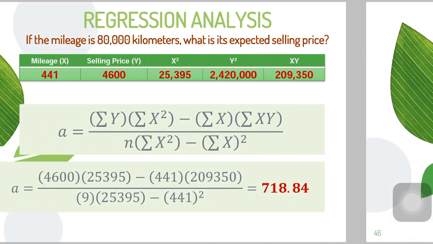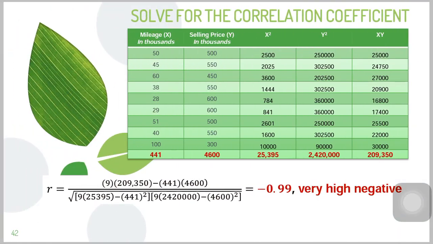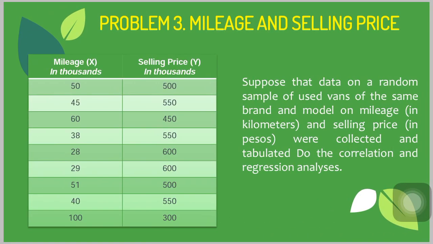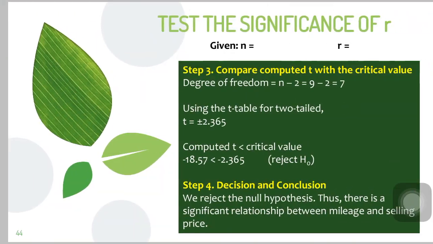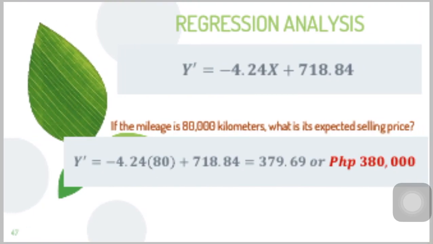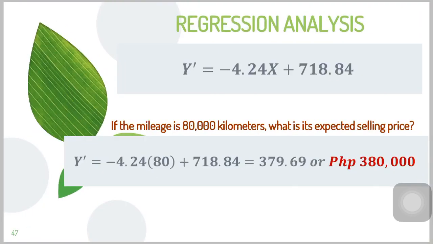Remember that we go back to our table. Our mileage is in thousands. So if the question is on 80,000 kilometers, we just key in 80 and not 80,000. So we substitute 80 to the value of x. We solve it. The answer is 379.69, or that is approximately 380.